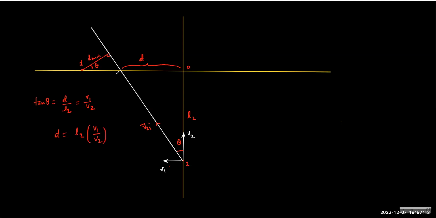And once you get this value, this will be L1 minus d, correct? So can we write d minimum equals L1 minus d, cos theta? Can we write like this? Tell me. Yes, sir. So we are done. So L1 minus d, which is L2 v1 by v2.